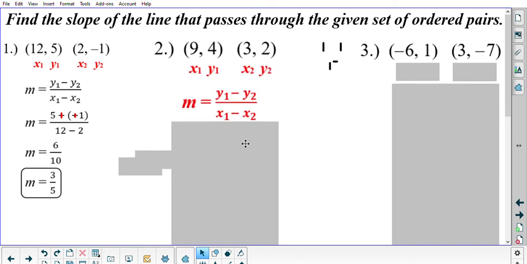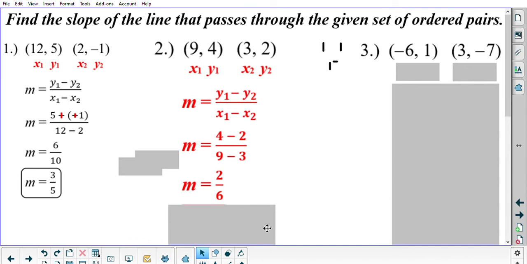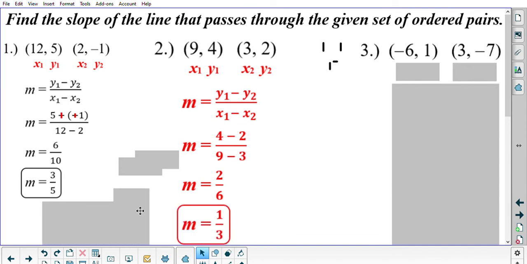Here's your formula. Let's substitute. This is what your substitution step would look like. Check your work, fix your errors if you need to. From here, simple subtraction. I don't need to make it add the opposite, guys. It's bigger positive minus smaller positive in both the numerator and the denominator. No need to make it add the opposite. So 4 minus 2 is 2. 9 minus 3 is 6. This reduces to 1/3.